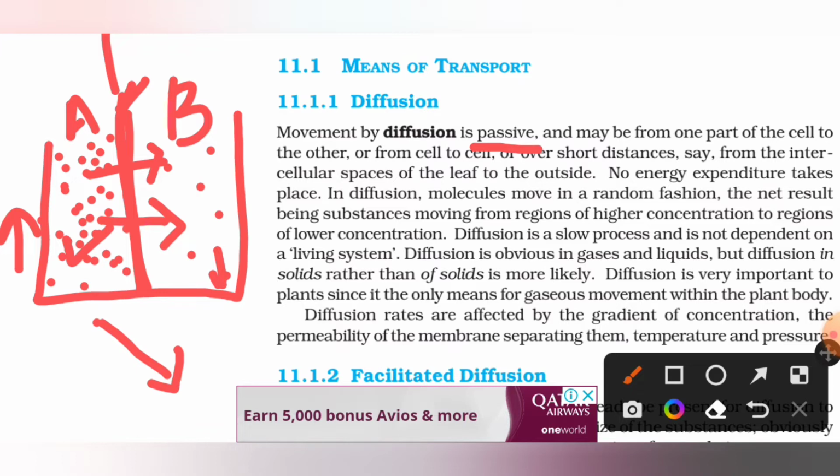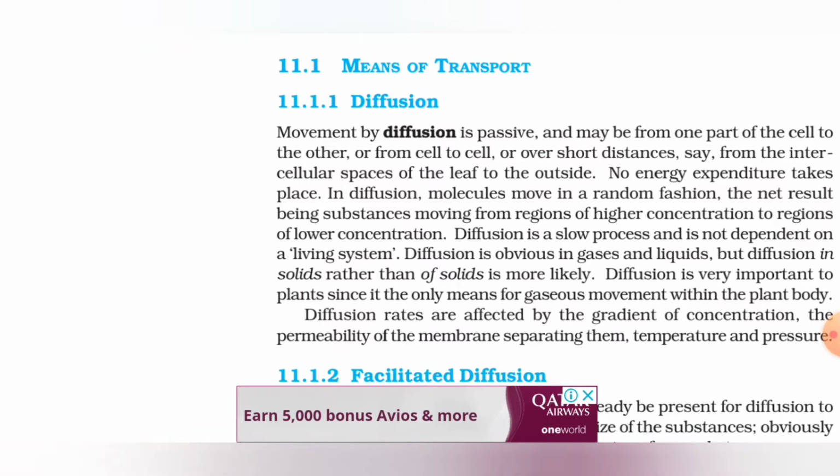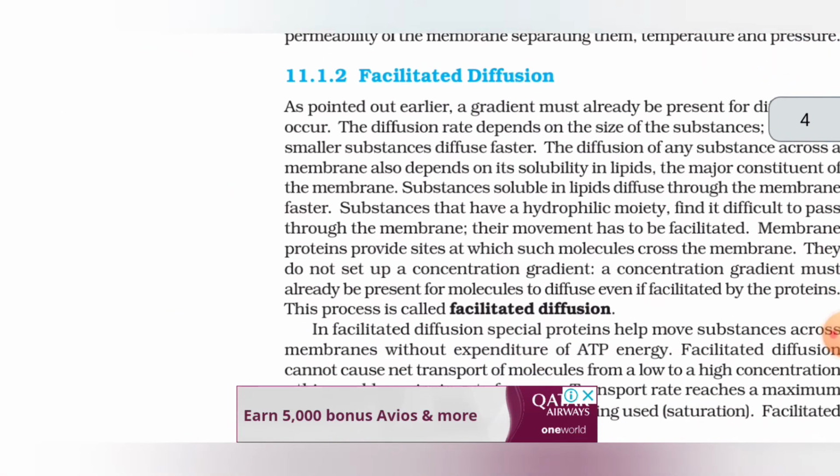So we can see that diffusion rates are affected by the rate of concentration, changes in temperature and pressure, and also by the permeability membrane. Right, this is clear. Next we'll move on to facilitated diffusion.